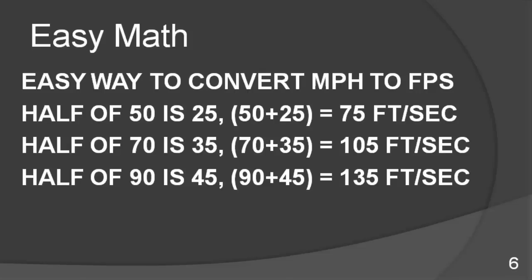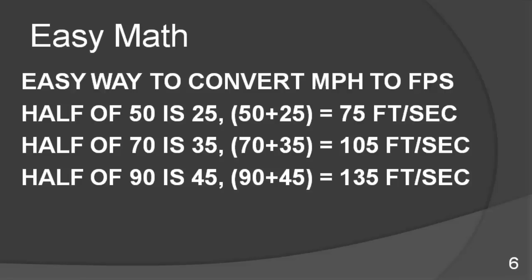There is an easier way of converting miles per hour to feet per second. It is nothing but a simple math trick. You take half of the speed and add it to itself. So, if you were going 50 miles an hour, you take half of 50, which is 25, add it together, 50 plus 25, you would be traveling 75 feet in 1 second. If you were traveling 70 miles an hour, half of 70 is 35, 70 plus 35, so at 70 miles an hour, in 1 second, you would travel 105 feet.